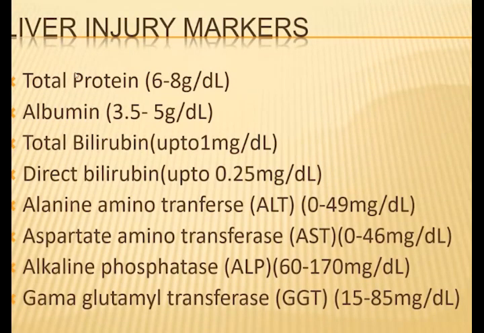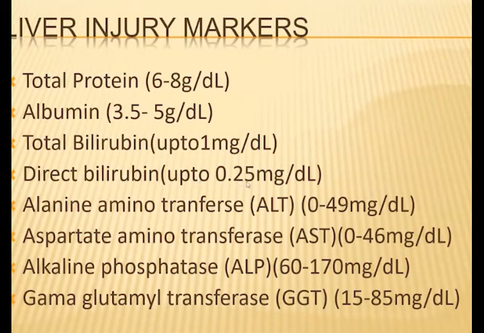And what are all the liver injury markers? All these tests you have already done. And the total protein you have to do, that is 6 to 8 grams per deciliter, and total albumin will be 3.5 to 5 grams per deciliter, and the total bilirubin will be up to 1 milligram per deciliter, and in that 1 milligram, how much of direct and indirect you should know?